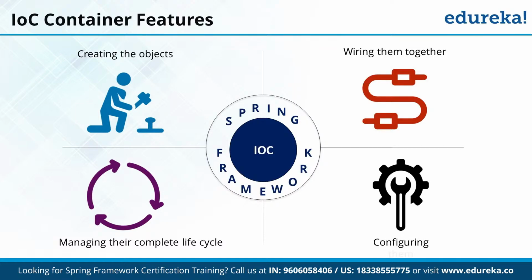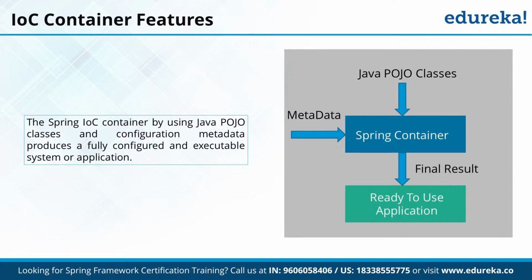Then wiring them together, right? So there might be dependencies which we can link up, and configuration means the key value pair which you have already mentioned, right? So you just need to configure your object in the XML file. So there are various features of IOC container now, right? The Spring IOC container, by using a Java POJO class and the configuration metadata, produces a fully configured and an executable system or an application, right?